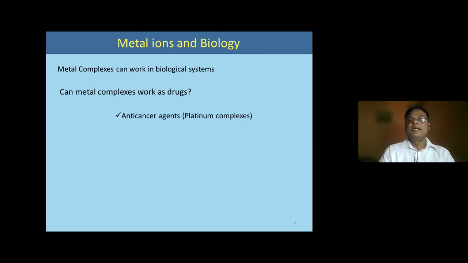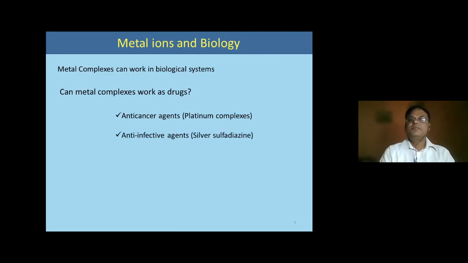The first one, definitely, is the anti-cancer agent. There are about 6-7 approved platinum complexes which are used as anti-cancer drugs. It started with cisplatin. I'll come to that after these slides.